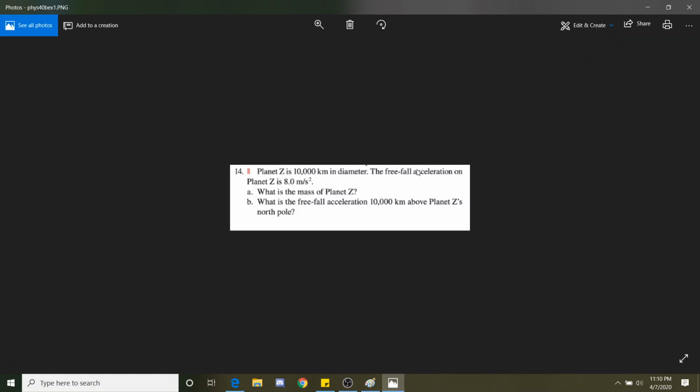Hello everybody. Today I will be solving exercise 14 on chapter 13 of our physics textbook. From looking at this, we can see that we're given the diameter of planet Z, and we know that the free fall acceleration of planet Z is 8 meters per second squared. So part A asks for the mass of planet Z.